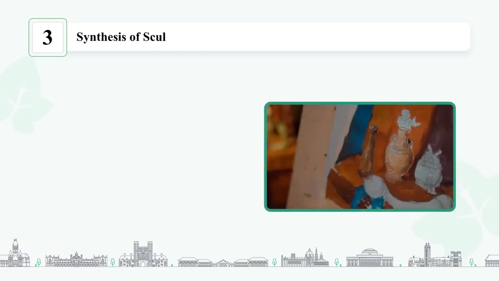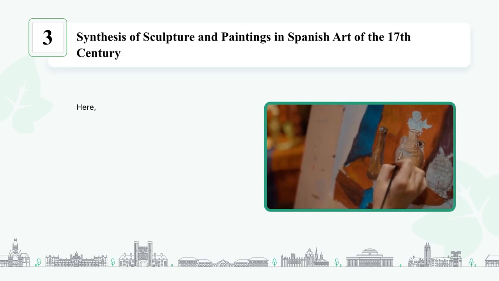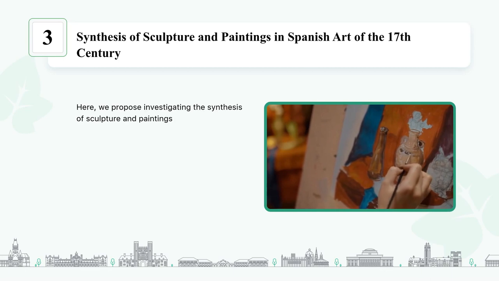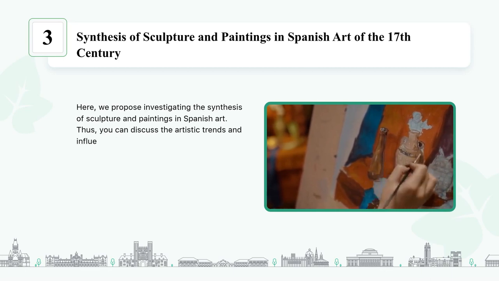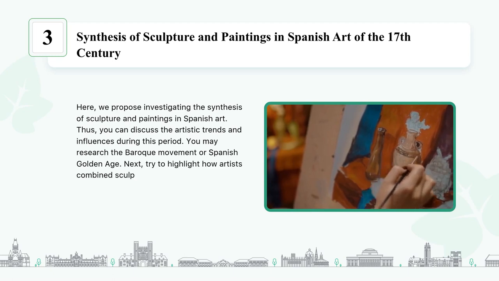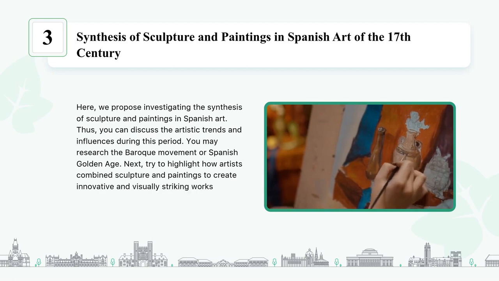Synthesis of sculpture and paintings in Spanish art of the 17th century. Here, we propose investigating the synthesis of sculpture and paintings in Spanish art. Thus, you can discuss the artistic trends and influences during this period. You may research the Baroque movement or Spanish Golden Age. Next, try to highlight how artists combined sculpture and paintings to create innovative and visually striking works of art during the 17th century.